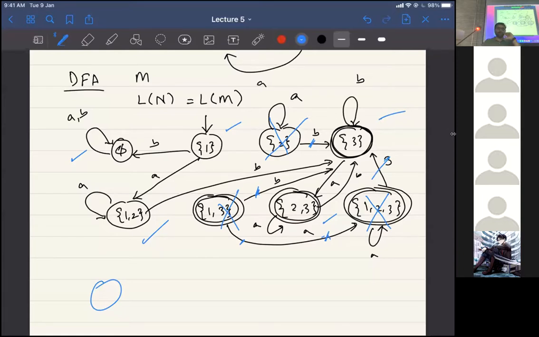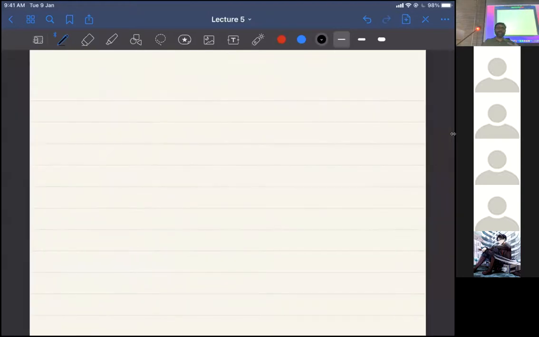Yes, sir. Thank you. Okay. So this is considering an NFA without empty transitions. So what happens when we have empty transitions? Let me describe what happens in an NFA when we have empty transitions.